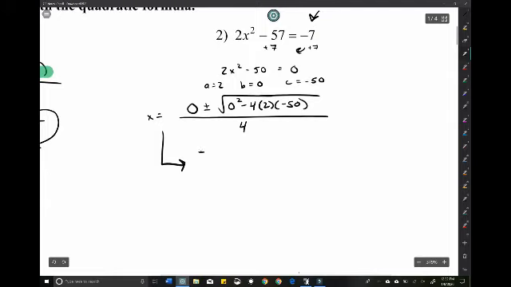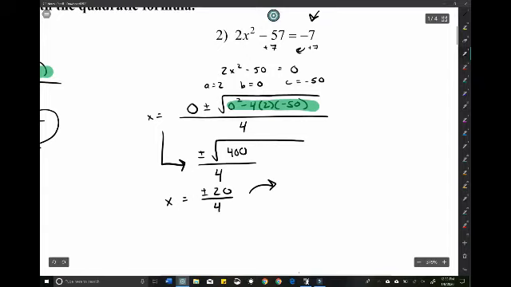You will keep the plus or minus. Now, I know it might be silly, but type that part into your calculator: 0 squared minus 4 times 2 times negative 50, and you get 400, okay? Plus or minus 400 all over 4.